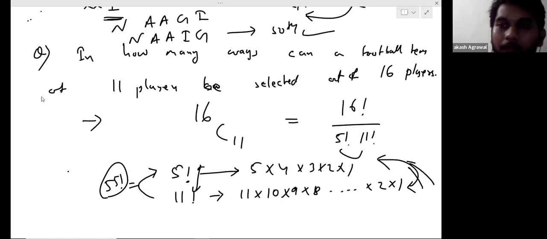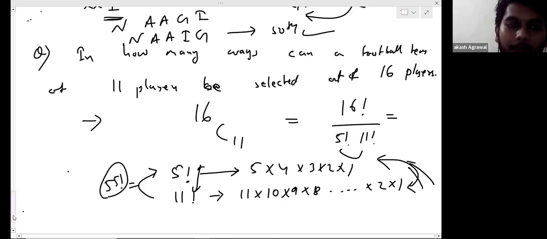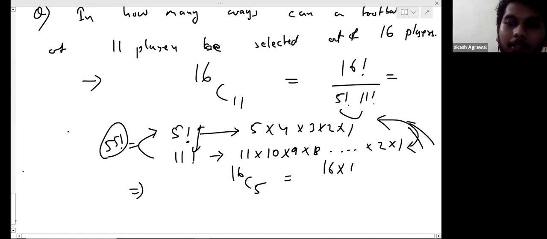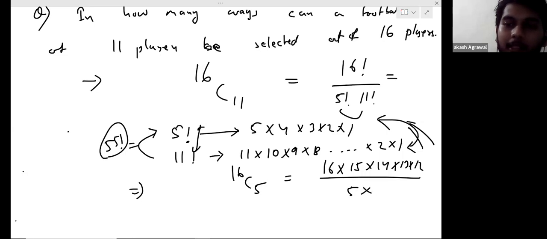No, you can solve further, right? Because if you remember, I told you how to solve. This is 16C5. So 16 into 15 into 14 into 13 into 12 upon 5 factorial, which is 120. But it is better to write it like this. 336.